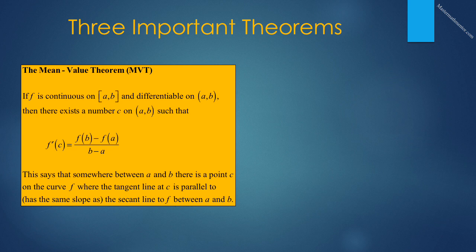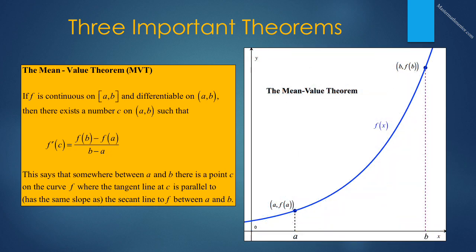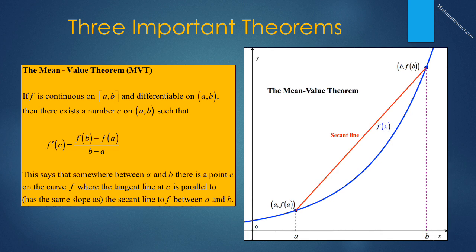Let's show that graphically. We start with the differentiable function f of x, and x equals a and x equals b. So we show the points (a, f of a) and (b, f of b). We next draw the secant line between the points (a, f of a) and (b, f of b), and calculate its slope, which we know to be f of b minus f of a over b minus a.